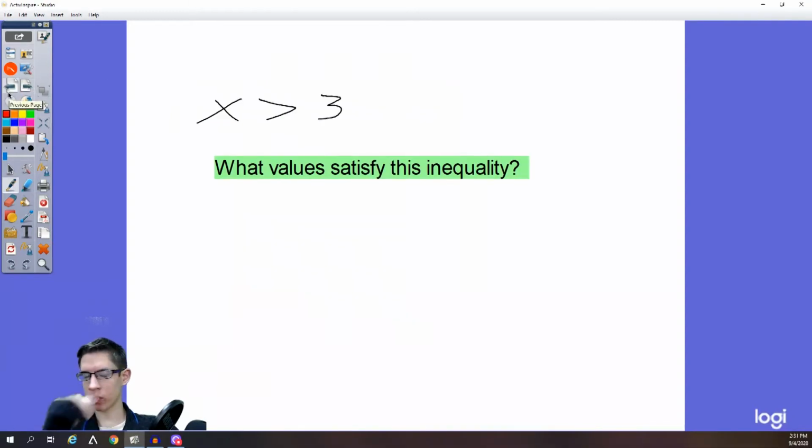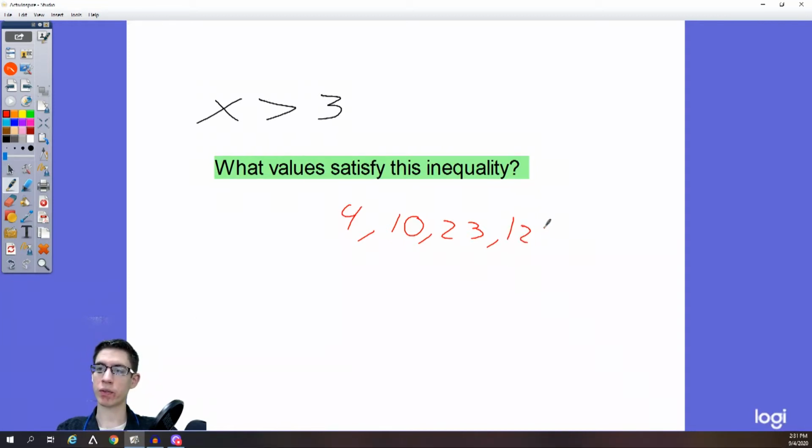So first, let's look at this situation here. When we've got just the simple x greater than 3 inequality, of course, we learned last week that this means that all of the numbers that are larger than 3 satisfy this inequality, right? Numbers like 4, 10, 23, 127, right? These are all numbers that would satisfy this inequality.